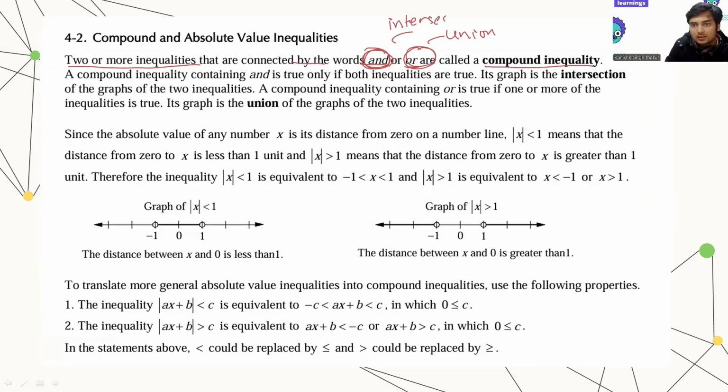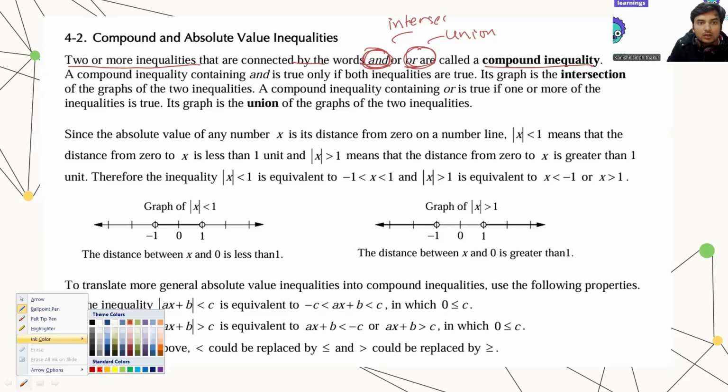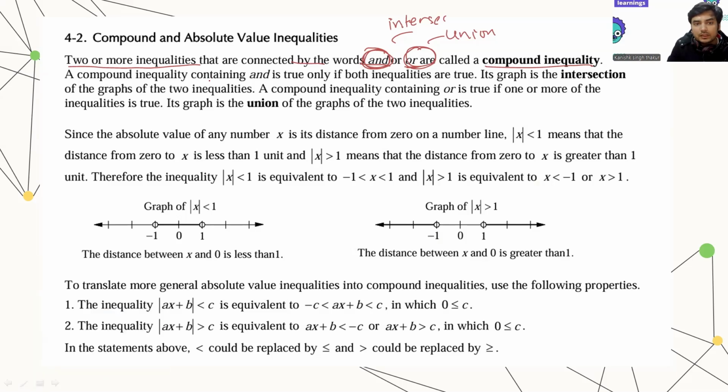So these are called compound inequalities. A compound inequality containing "and" is true only if both inequalities are true. It means just intersection: the first should be true and the second should also be true. This is the reason for "and". It is the intersection of the graphs of the two inequalities.